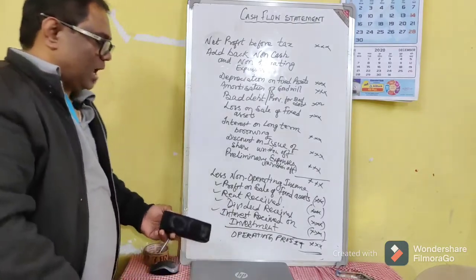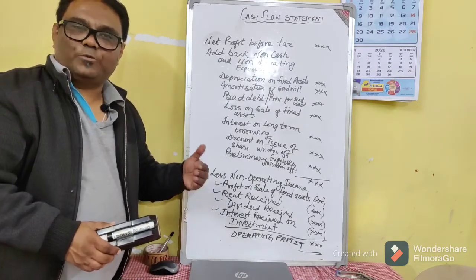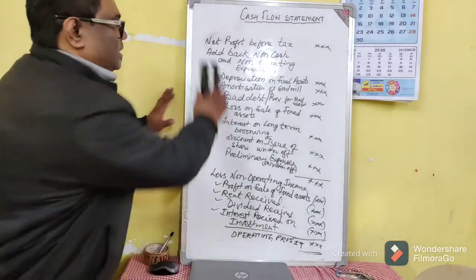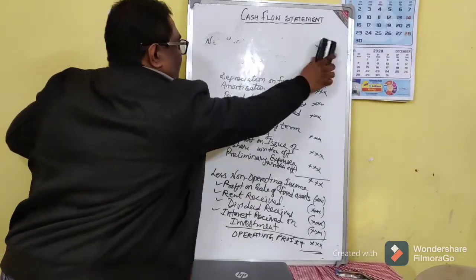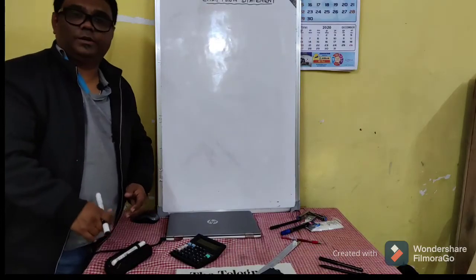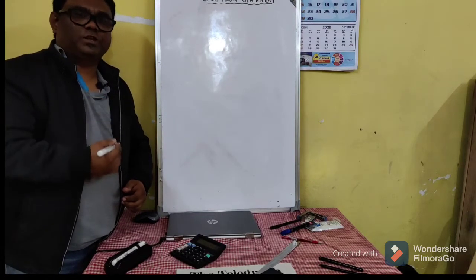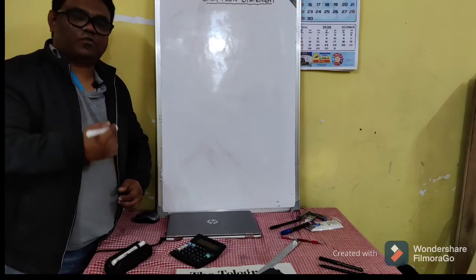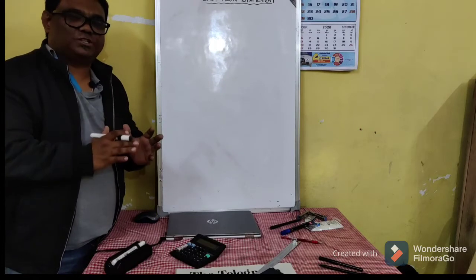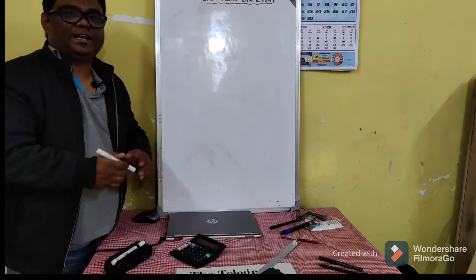So after arriving at the operating profit, now we have to adjust the working capital, then we'll come to the net cash from operating activity. Now, dear students, after computing the net cash from operating activity, that's the first part of your cash flow statement. Now the next part is computation of net cash from investing activities.